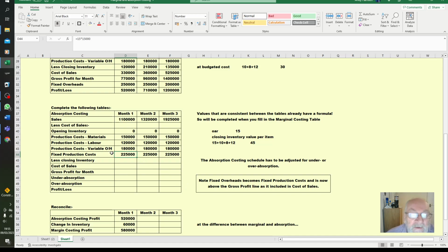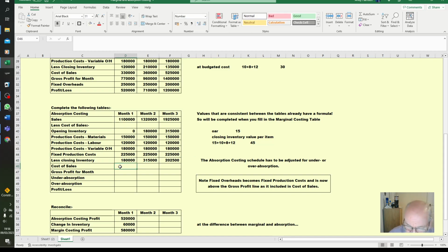So every month the fixed production costs absorbed into the cost of sales is £225,000, regardless of what the actual bill was, which means we were under or over absorbed, hence we've got two rows there to adjust. But our closing inventory is now 45 times 4,000 and 7,000 and 5 times 4,500.